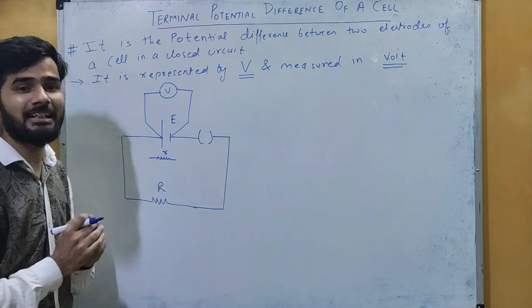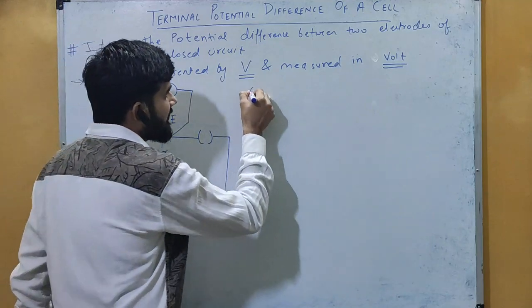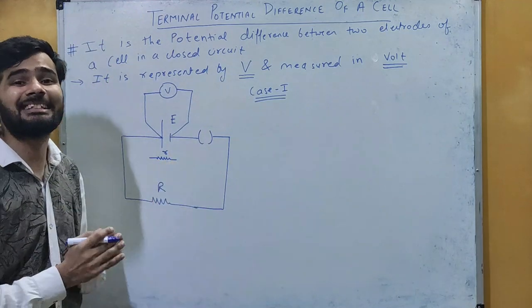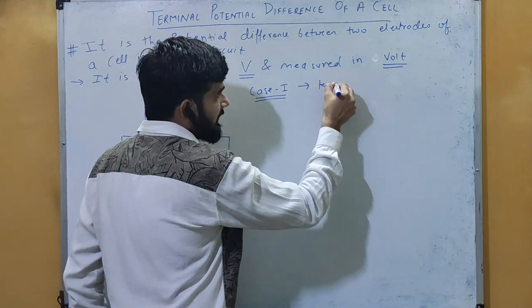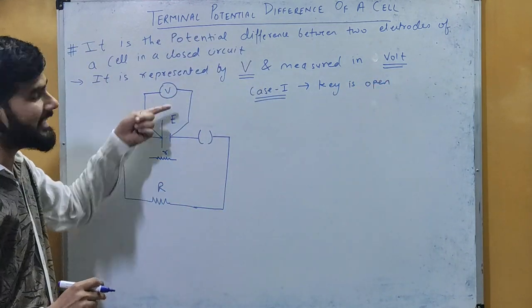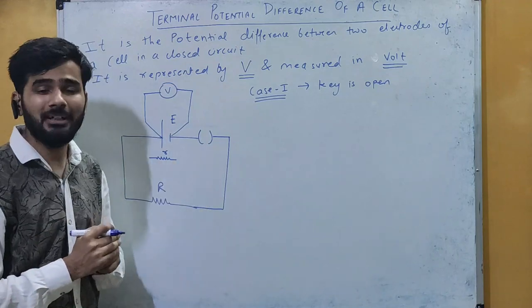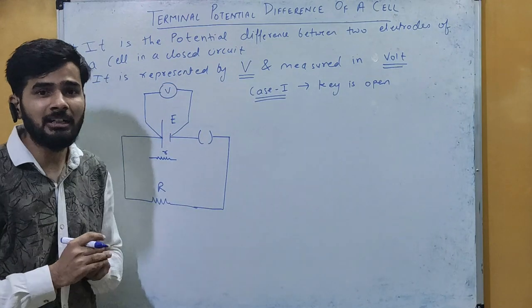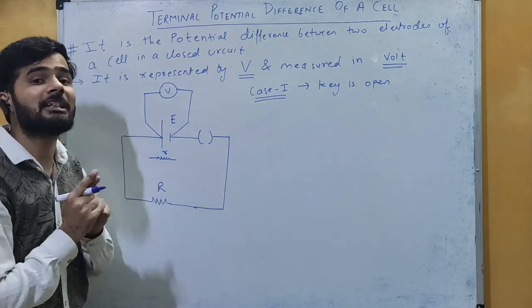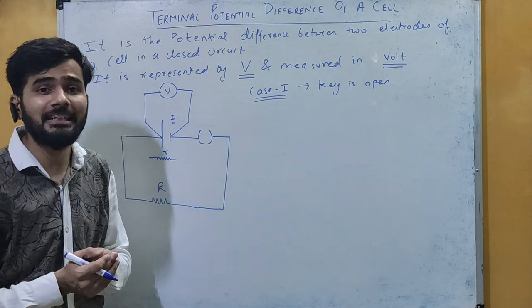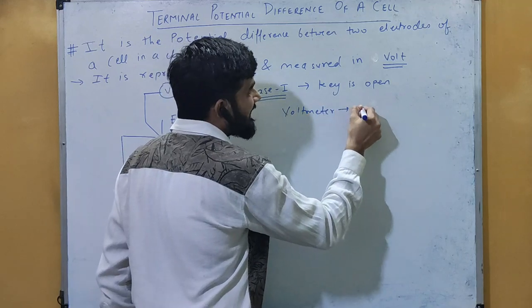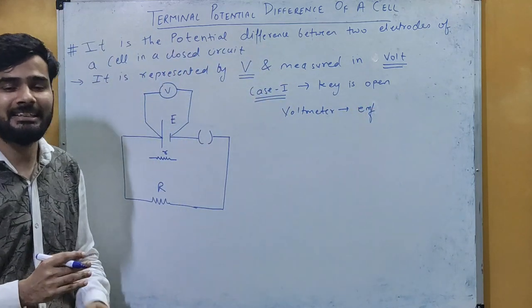Okay, now in this circuit diagram, we have to assume two different cases. We have case first. First case में क्या होगा? We'll assume that this key is open. Now, if the key is open, then what will be the reading of this voltmeter? If the key is open, in that case, there will be no current in the circuit. अगर circuit के अंदर current flow नहीं होगा, then the potential difference between the two electrodes of the cell will be same as the EMF of the cell. So, I can write this voltmeter will give you directly the reading of EMF of the cell.